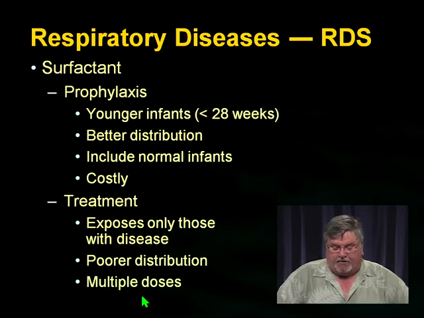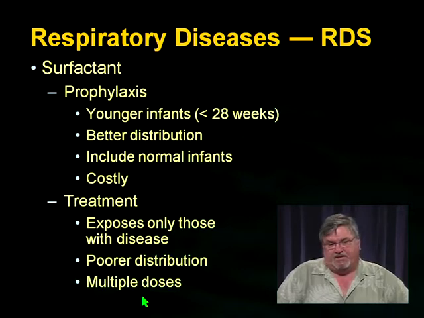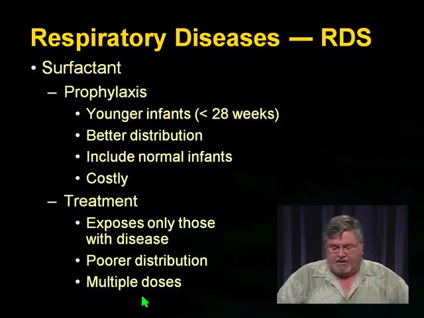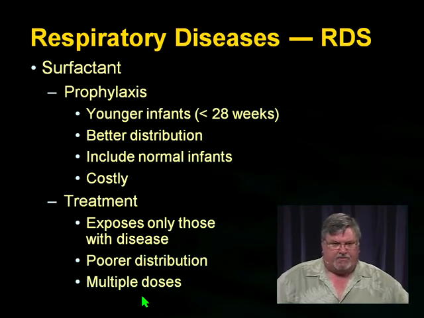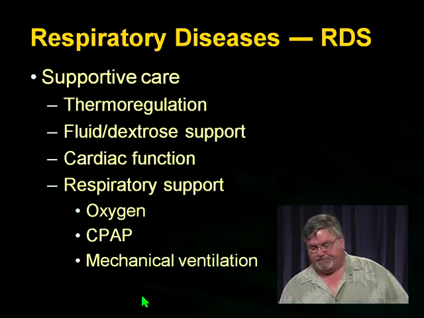The problem with prophylaxis is that if you give it to everybody less than 28 weeks, the incidence of RDS is not 100% at 28 weeks. It's about 60 or 70%. So you will include normal infants if you give it that way. Therefore, it's much more costly. Treatment, if you give it to those children who only express the disease, only exposes those kids to the drug. But the problem is that the surfactant distributes more poorly in the lung and generally requires multiple doses.